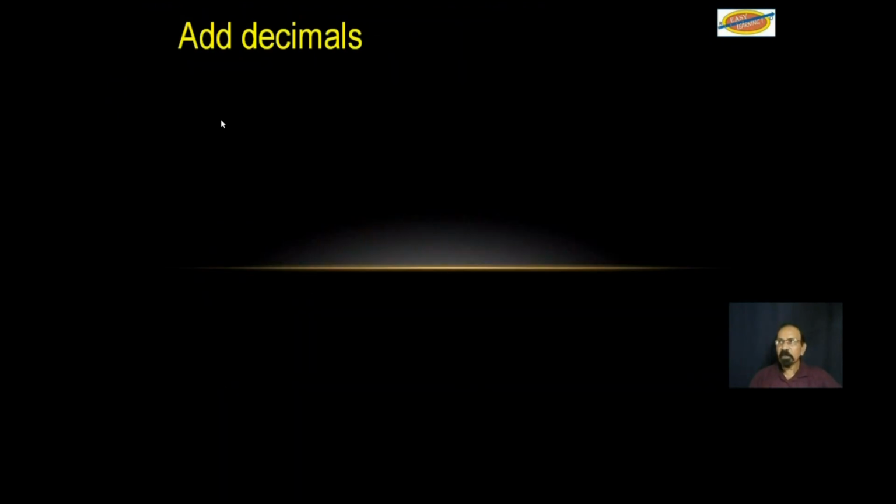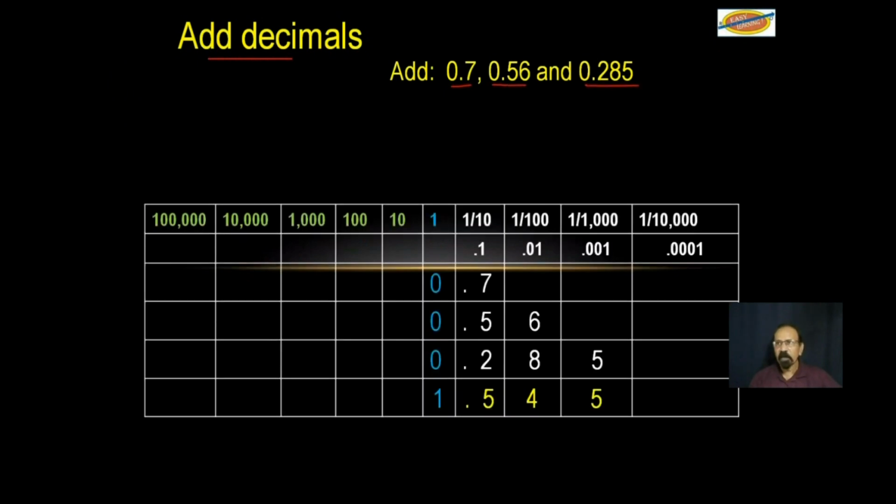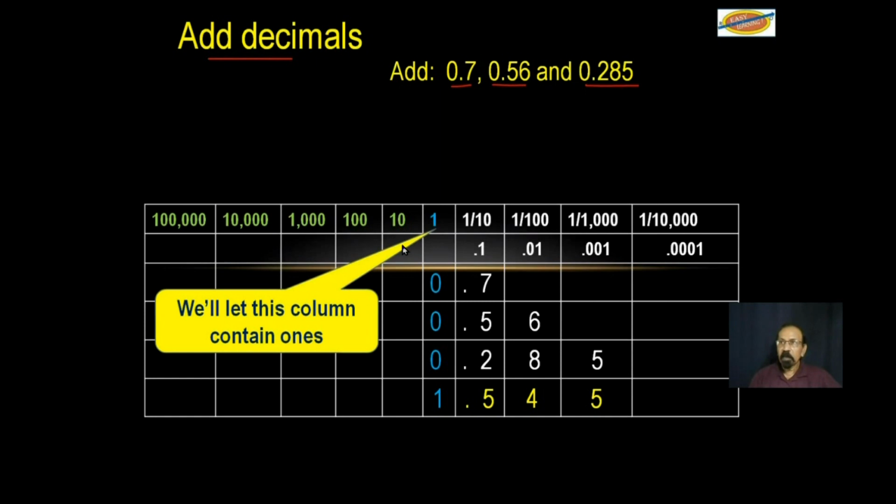All right, so now let's continue with adding decimals. If you had to add 7, 0.56, and 0.285. Before we get to that, let us back up a little. You will recall when we were dealing with whole numbers, if we let this column here be the ones, then on the left here, we will have 10, 100, 1,000, 10,000, and 100,000, and so on. We will come back to that.